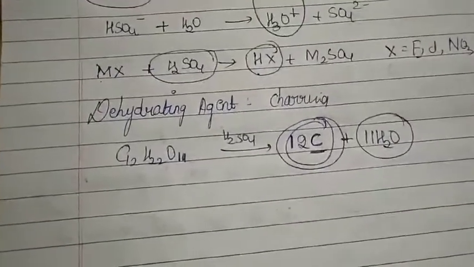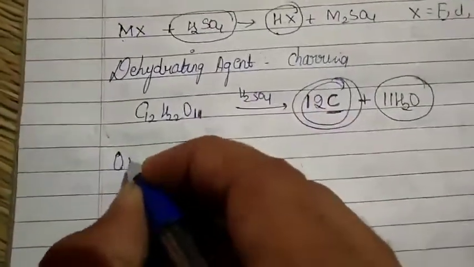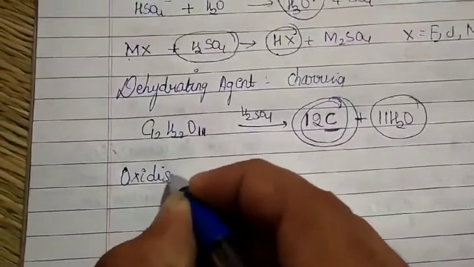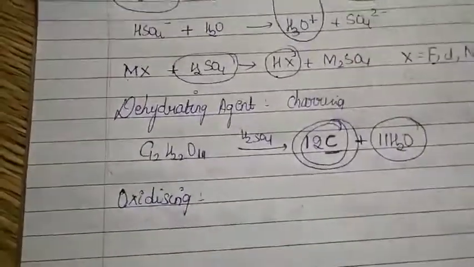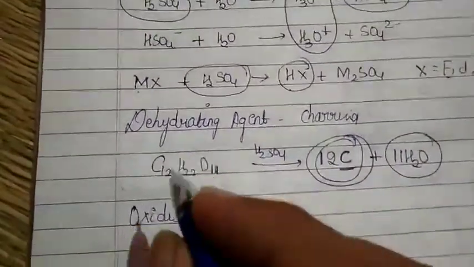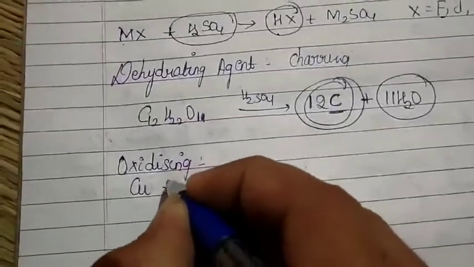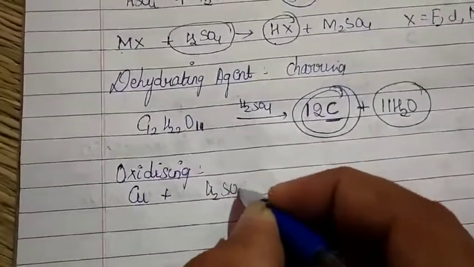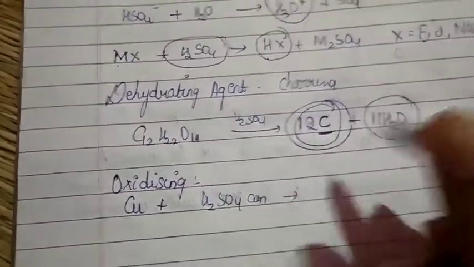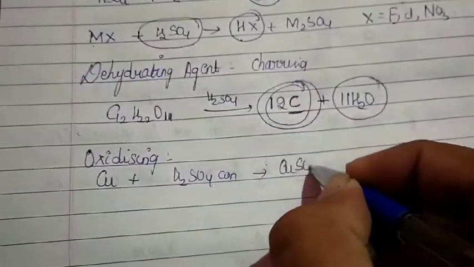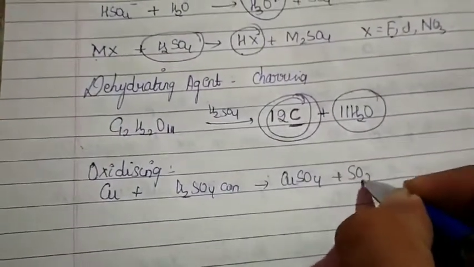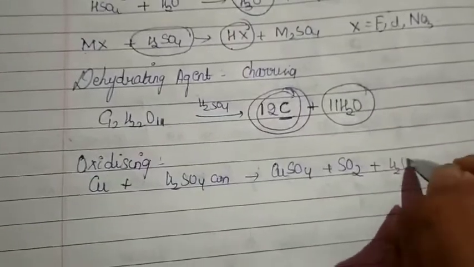Not only that much, even it acts as an oxidizing agent, I have said. It oxidizes both your metals and the non-metals. You can see the reaction. Whenever your copper is reacting with concentrated H2SO4, basically it oxidizes your copper to copper sulfate. Along with that, you'll be getting SO2 plus water.